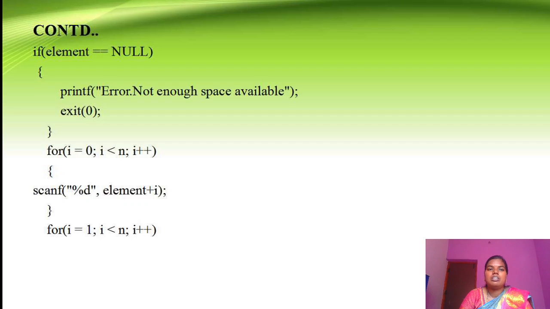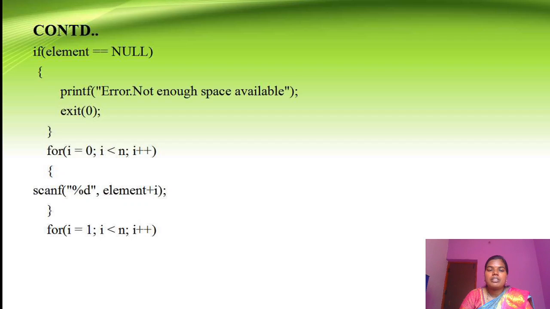First I'll check whether the element is null or not. For that, I use an if statement: if element == NULL. If it is true, then I need to print the statement "Error: not enough space available" and exit(0). If this statement is false, then I will go for the for loop: for i = 0, i < n, i++, and scanf("%d", element + i). Here I will input the elements.